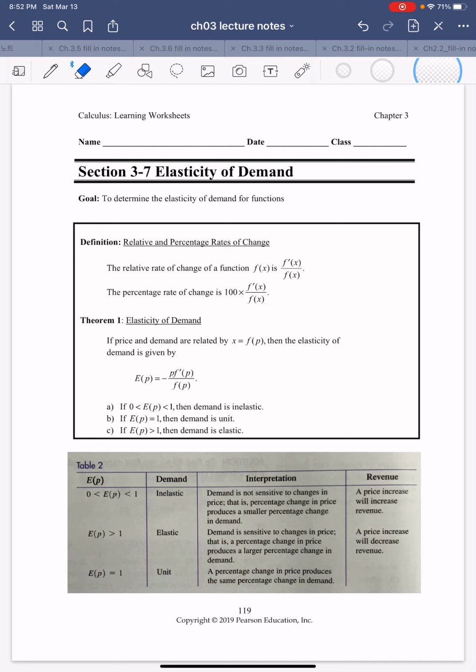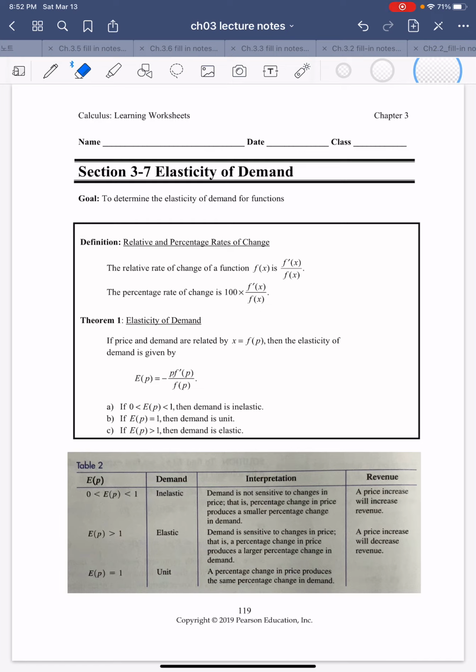To answer this question and study the relationship among price, demand, and revenue, economists use the notion of elasticities of demand. In this section, we will define the concept of relative rate of change, percent rate of change, and elasticity of demand. So let's take a look at the following definition.